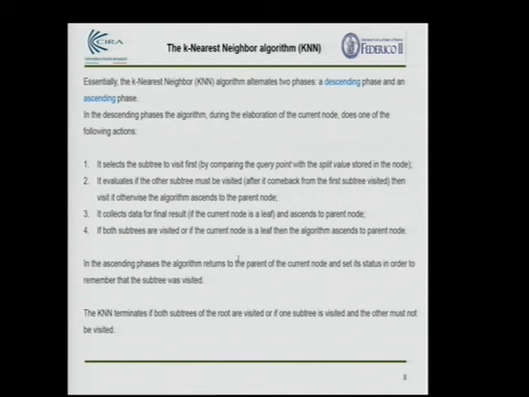If both subtrees are visited, then the algorithm ascends to the parent node. In the ascending phase, the algorithm only sets correctly the status of the parent node in order to remember which subtree has been visited. The k-nearest algorithm ends if both subtrees of the root are visited, or one subtree is visited and the other must not be visited.